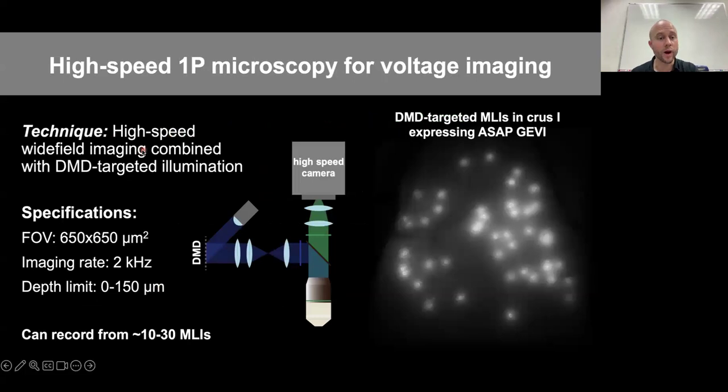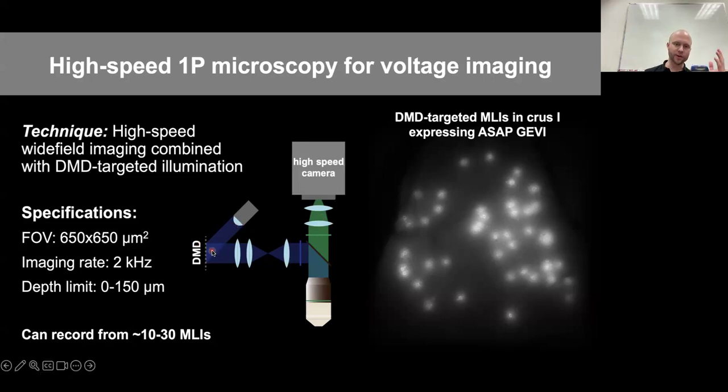And so the approach that we're taking to do voltage imaging in vivo of MLIs is to use high-speed wide-field imaging combined with DMD targeted illumination. Let's break that down into what that means. Here's a diagram of the microscope I'm using. It has a high-speed camera on it that's able to image from a field of view that is about 700 by 700 microns squared at an imaging rate of 2 kilohertz. So we can track action potentials.